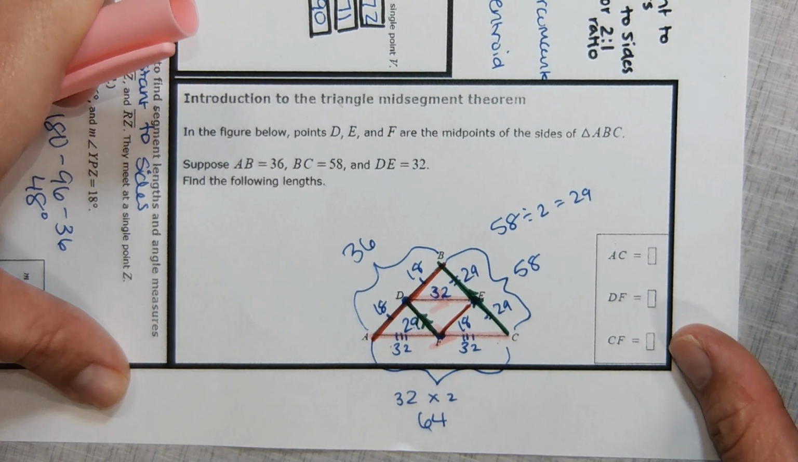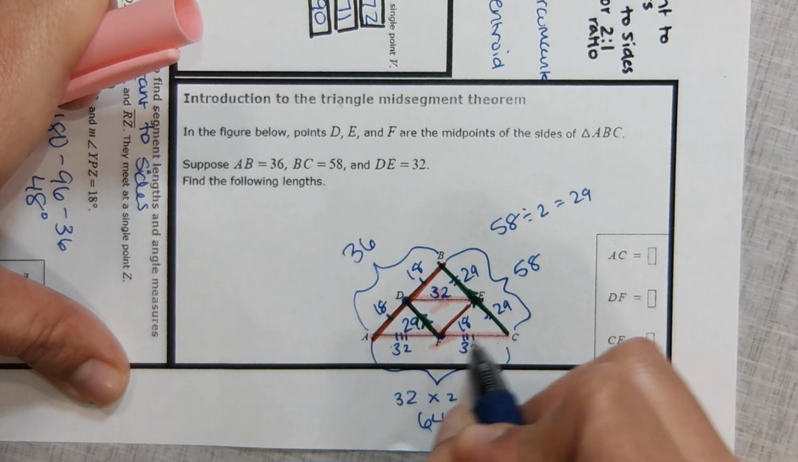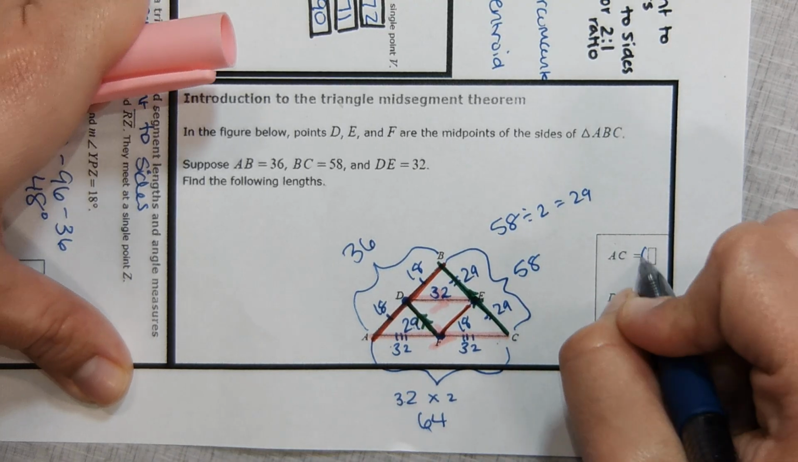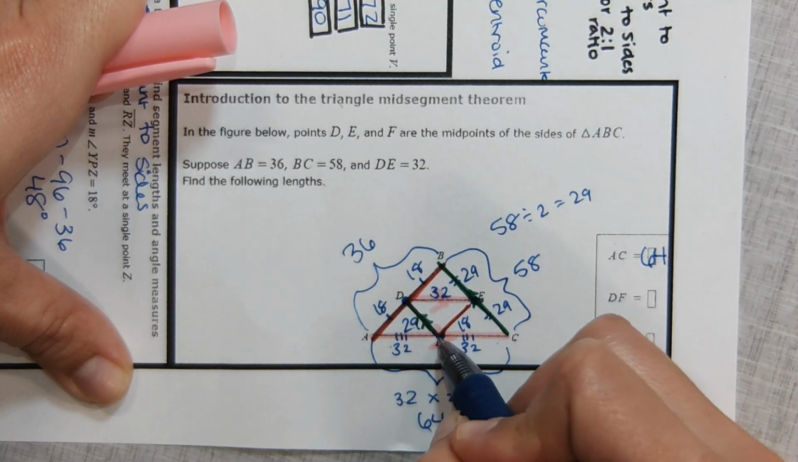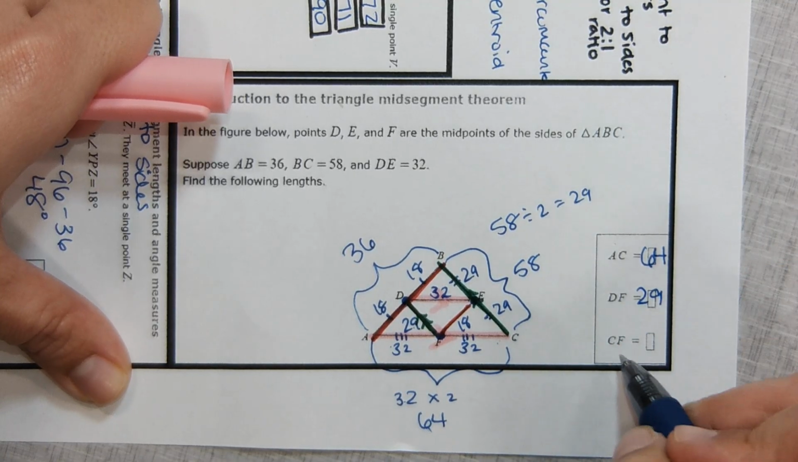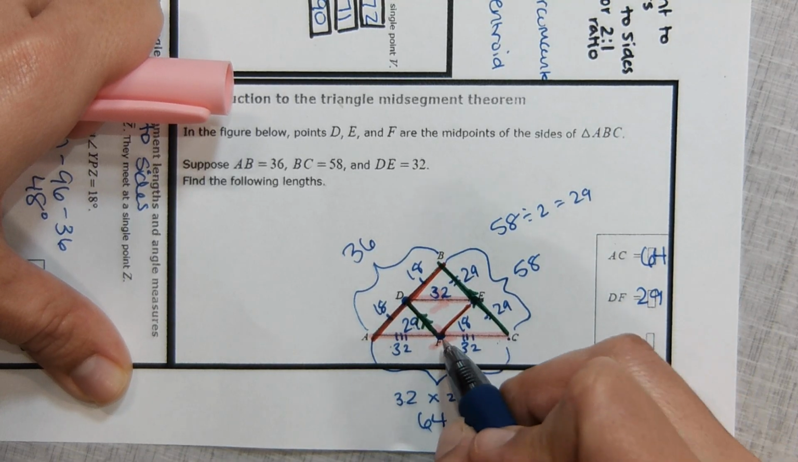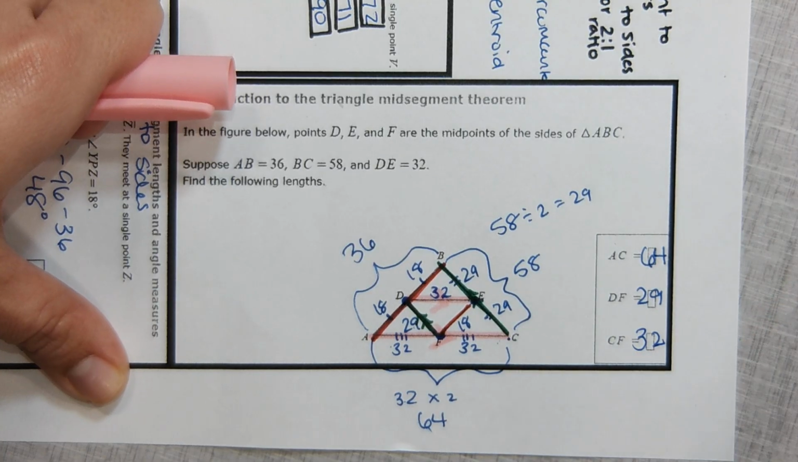And then from here we can answer the question. So AC, A to C, 32 times 2 is 64. DF, D to F is 29. And CF is 32.